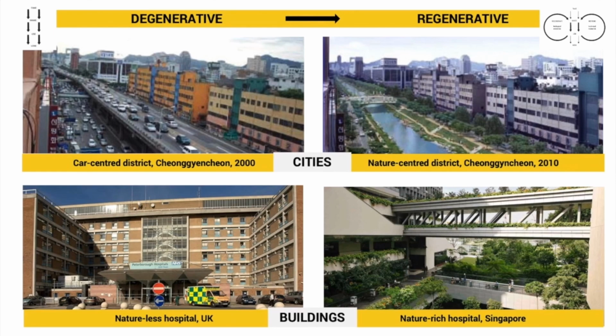Similarly, Singapore's hospitals are the best examples of how to regenerate nature through a hospital. Now you can see that there are a lot of plants and saplings being planted across the hallway, whereas in the UK there is no such thing. Now if you want to create a regenerative process, we don't need lands. With the available resources we can have a regenerative process.